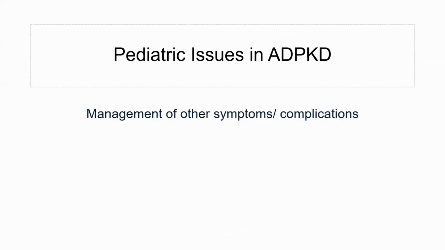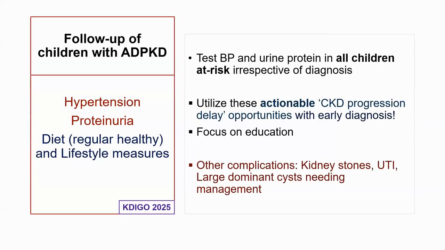In terms of what other symptoms and complications could arise in children with ADPKD who have normal kidney function throughout their childhood, we talked about the blood pressure. Then protein leak in the urine is something. There could be a medicine to control it. There could be lifestyle measures to control it. So that is again linked to CKD progression, and so it is one of the other CKD progression delay opportunities with an early diagnosis, or finding out early that you have ADPKD.